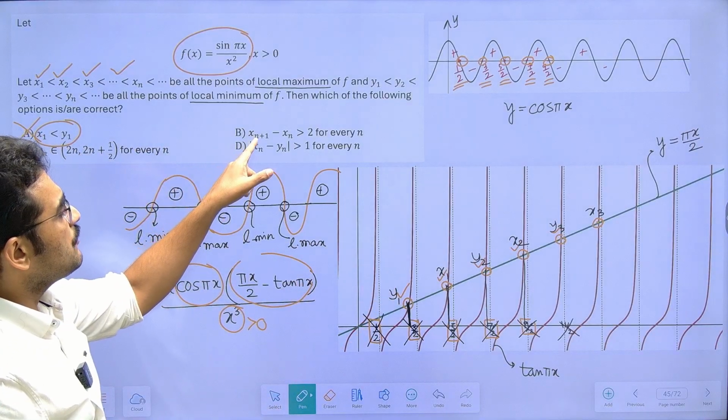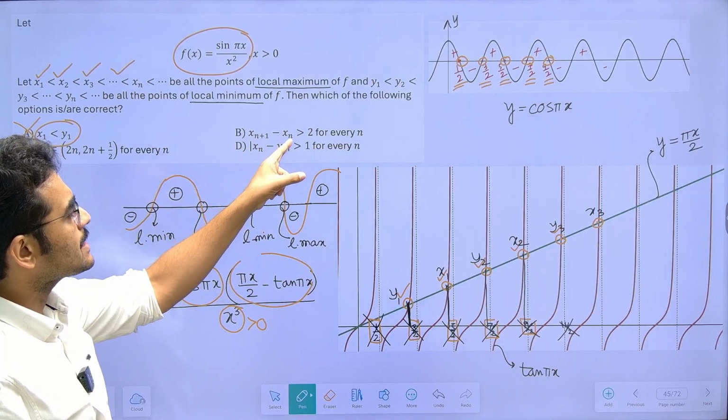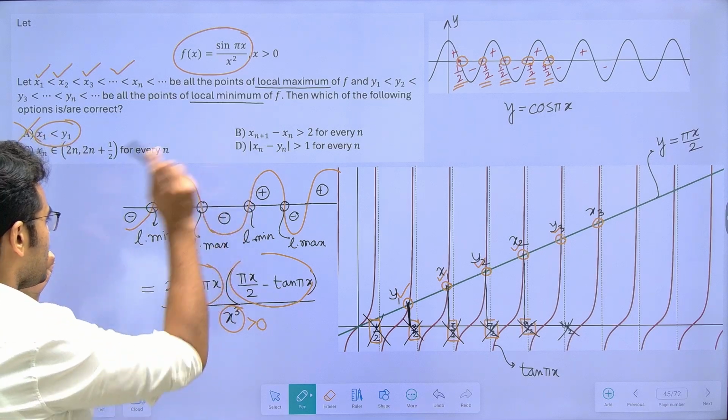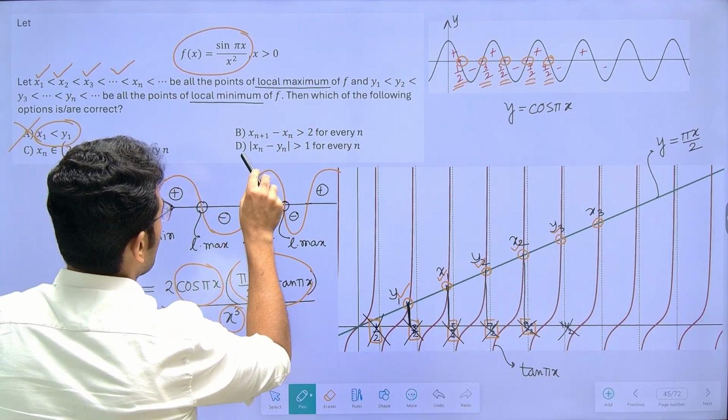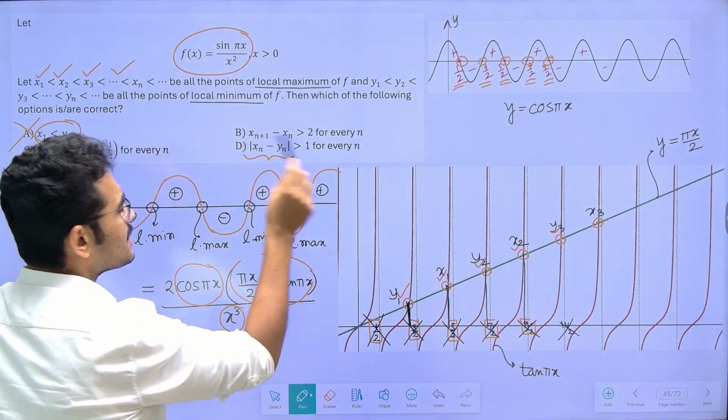Next is the difference between consecutive x, xn plus 1 minus xn is greater than 2 for every n. Okay, so we'll check that one. Now let us see option D. The difference between consecutive xn and yn is more than 1.